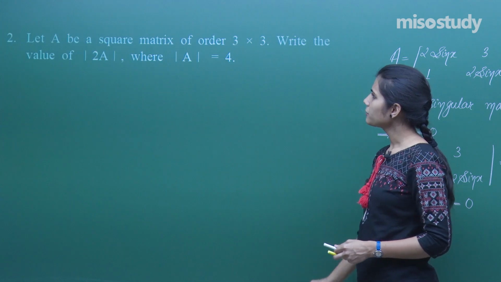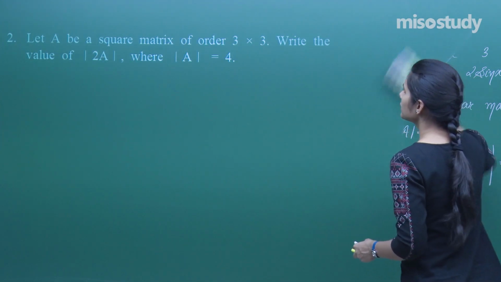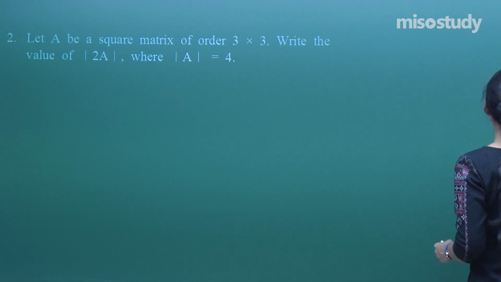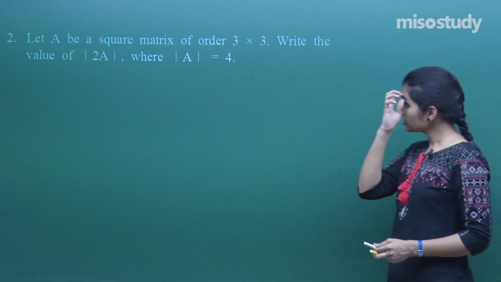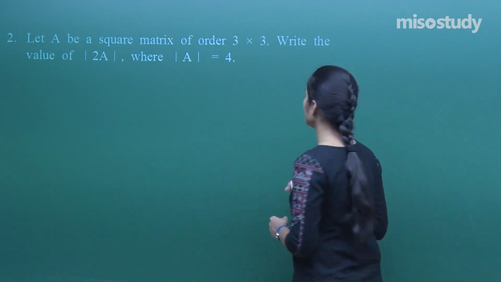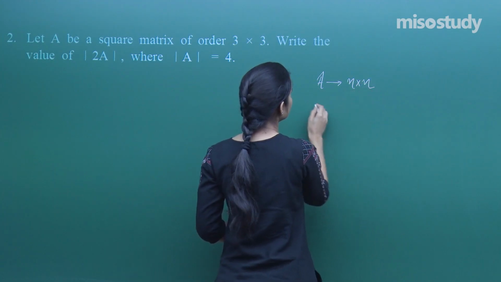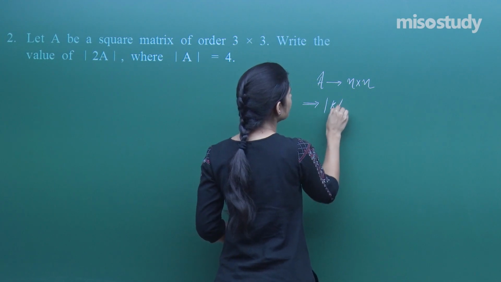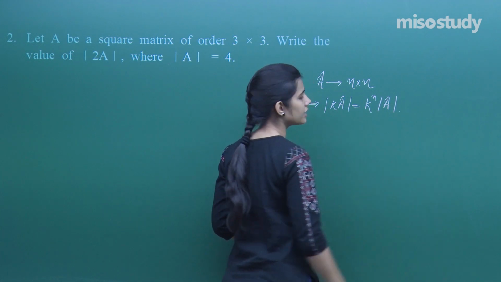Moving ahead, what is it that we have? Let A be a square matrix of order 3 cross 3. Write the value of determinant of 2A if determinant of A is 4. Now this requires a very, very small basic concept related to the determinant of a square matrix of order n. You know that if A is a square matrix of order n, then determinant of k times A is k to the power n times determinant of A.